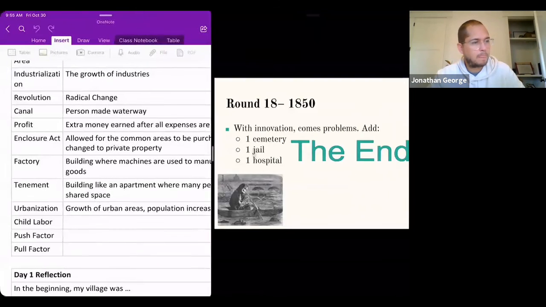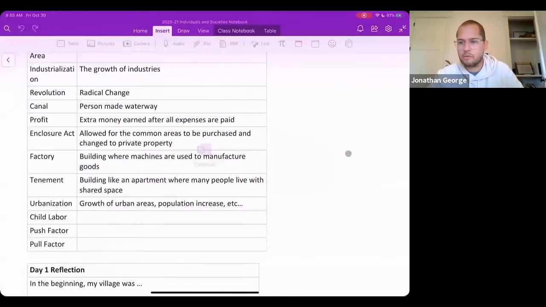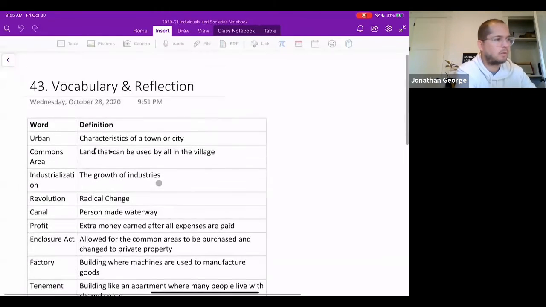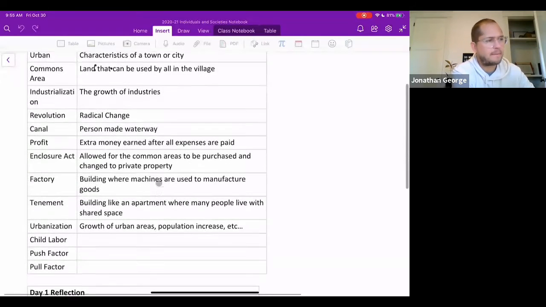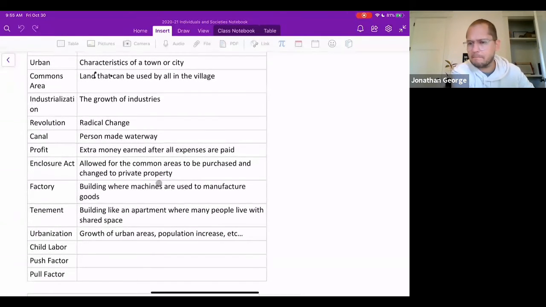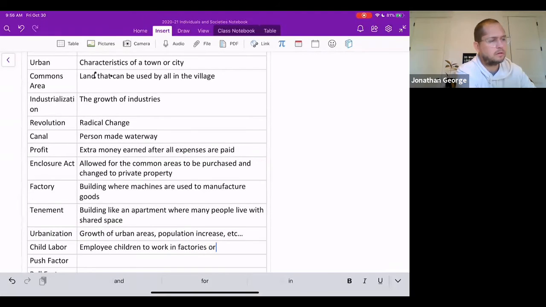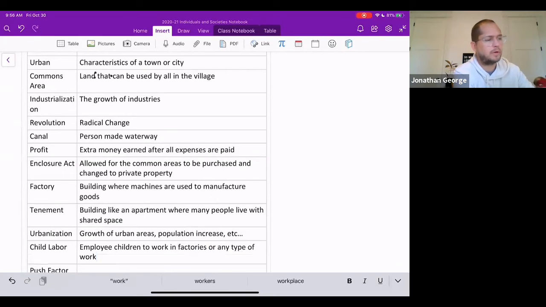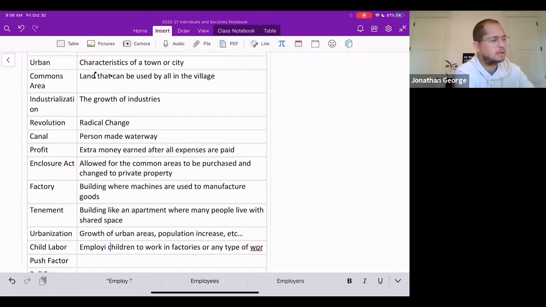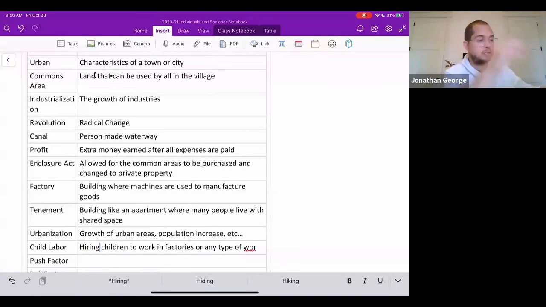All right. Make sure everybody look. Let's go to 43. All right. So make sure, here's what I want you to do. Make sure your vocabulary is up to date. Okay. Employing, I would say hiring. Hires work in factories or any type of work.